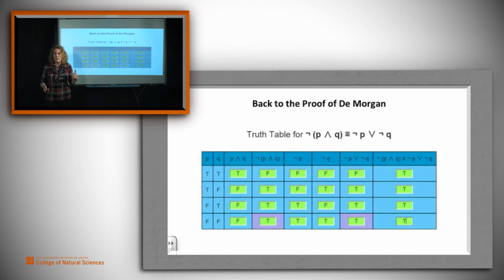Why? Let's take a look at how we proved De Morgan. We proved it with a truth table. And here's its truth table. We went p, q, p and q, not (p and q), not p, not q, not p or not q. And then we showed that those two were equivalent, and we see that we got a tautology. It doesn't matter what the values of p and q are, we get a T.